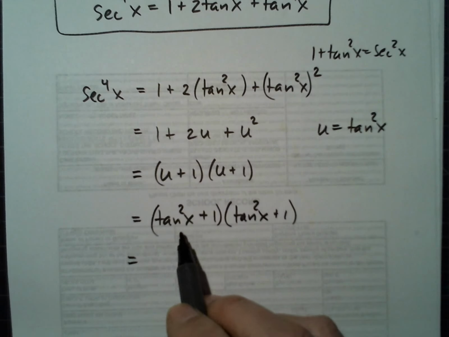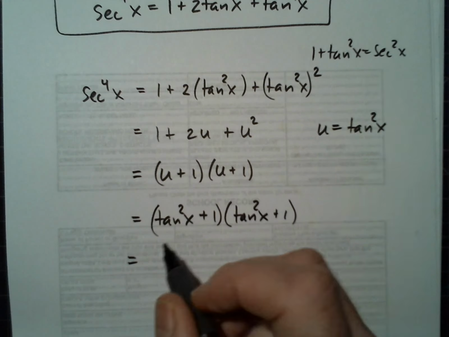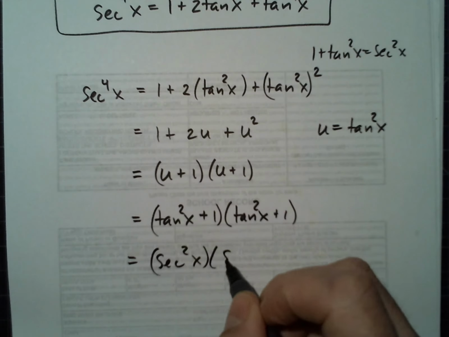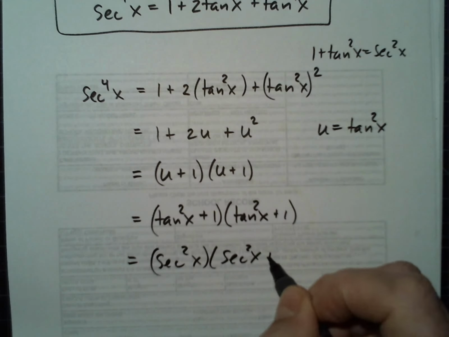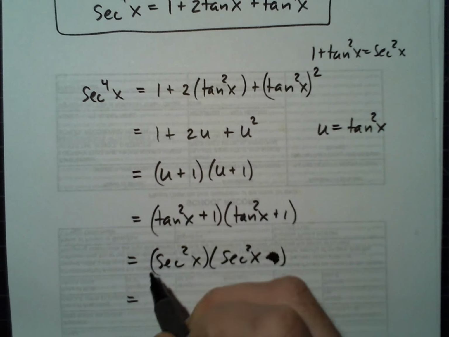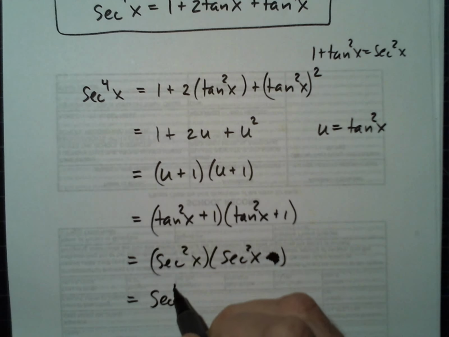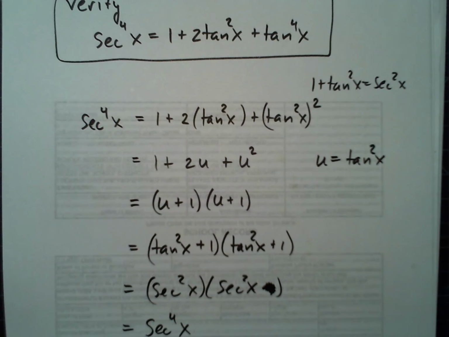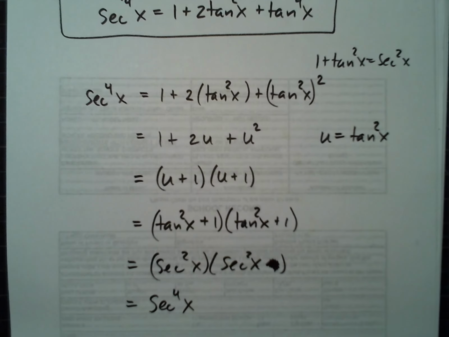And 1 plus tangent squared is secant squared. Then we'll get secant to the 4th is secant to the 4th. And I'll stop there for today.